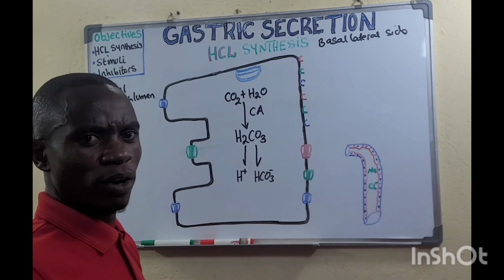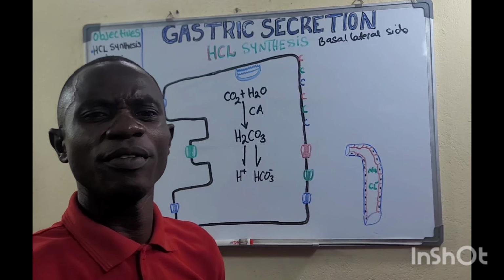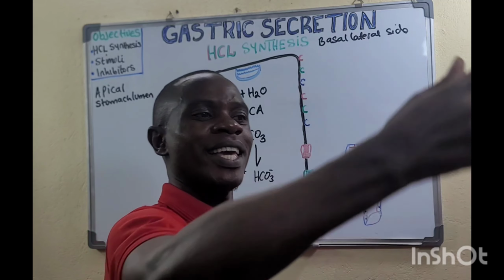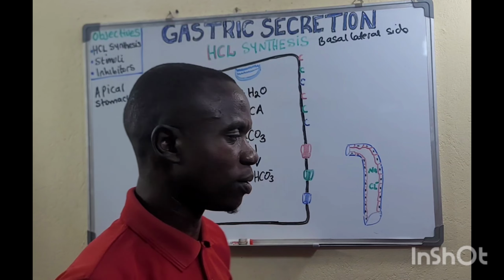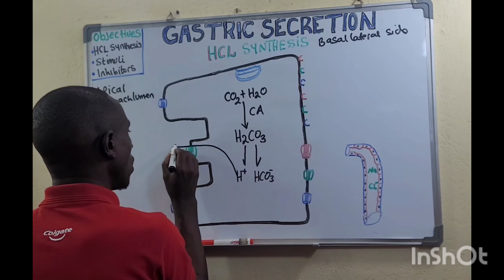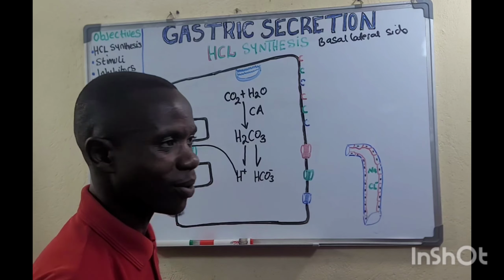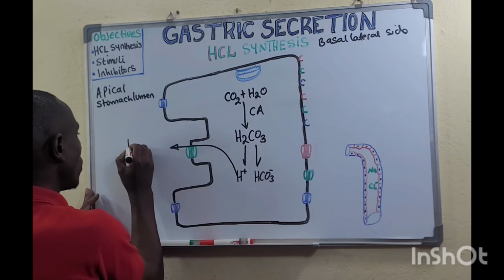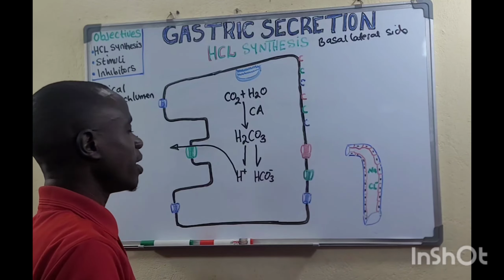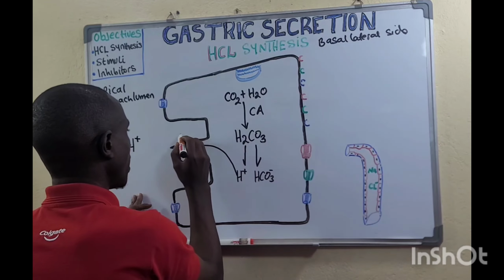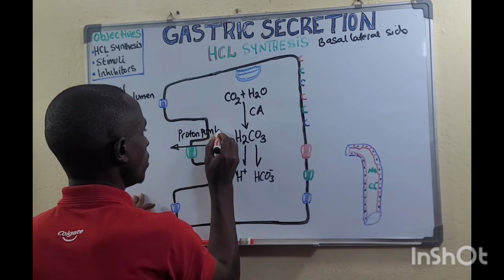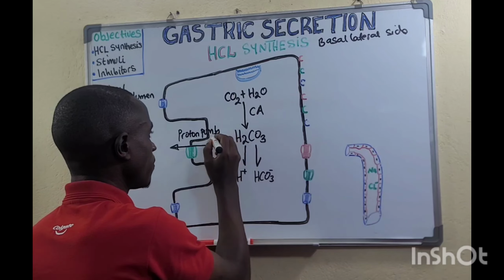Now, what is very beautiful is that these protons have a special pump that pushes them through the apical surface of the parietal cell into the gastric lumen. Do you know what this pump is called? This pump helps push these protons out into the gastric lumen. So now we have the proton in the gastric lumen, and this pump is what we call the proton pump. Super important.